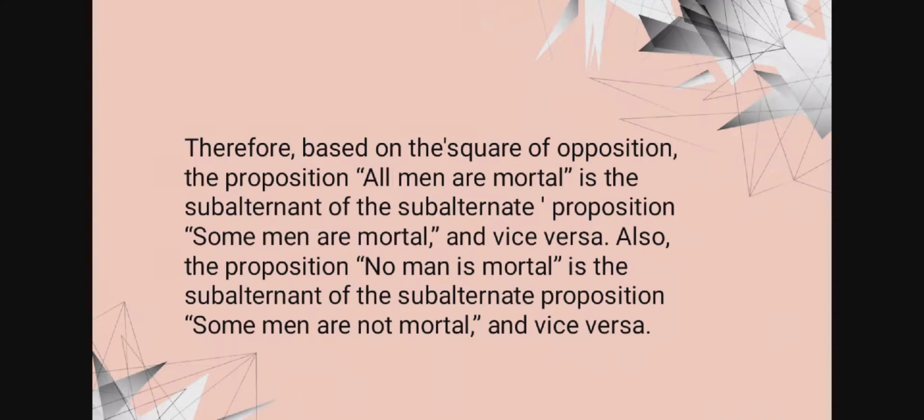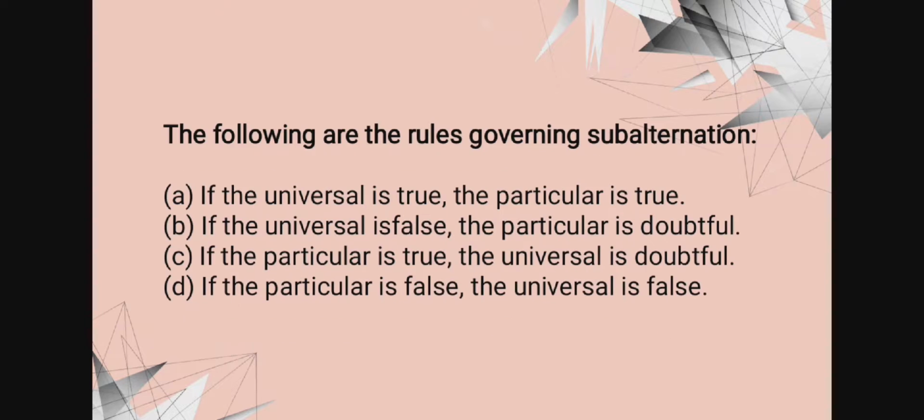Therefore, based on the square of opposition, the proposition all men are mortal is the subalternant of the subalternate proposition some men are mortal, and vice versa. Also, the proposition no man is mortal is the subalternant of the subalternate proposition some men are not mortal, and vice versa. The following are the rules governing subalternation.